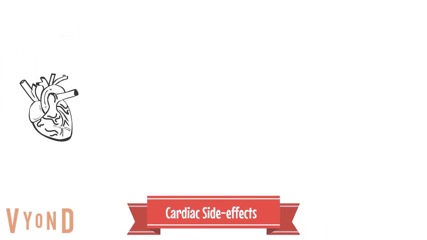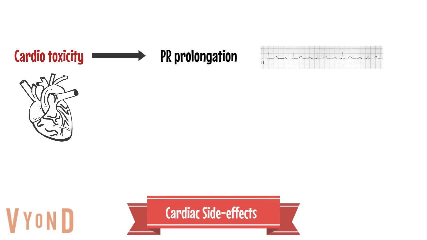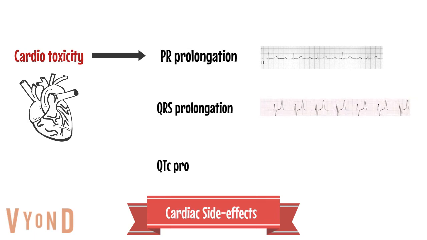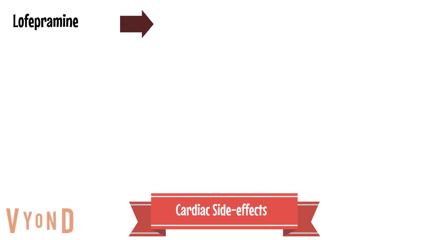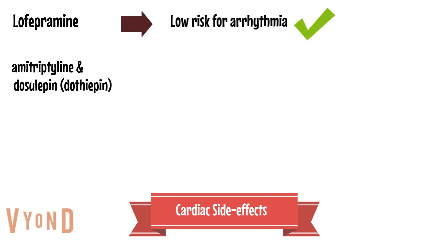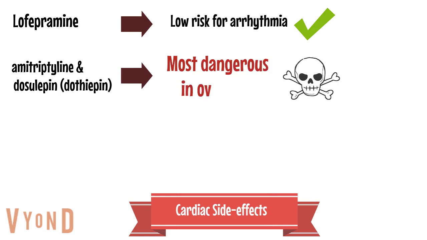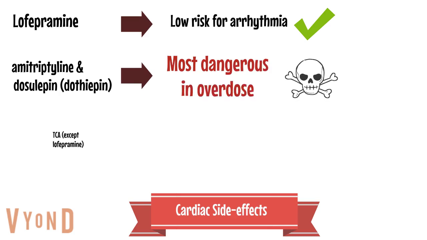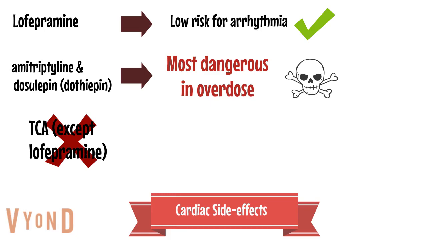Here, the most dangerous and alarming side effect is cardiotoxicity. TCA can cause the following ECG changes: PR prolongation, QRS prolongation and QTc prolongation. Among the TCAs, lofepramine is considered low risk for arrhythmia, whereas amitriptyline and dosulepin are considered the most dangerous in overdose. So, TCAs, except lofepramine, are best avoided completely in patients at risk of arrhythmia, e.g. patients with previous myocardial infarction, heart failure, etc.